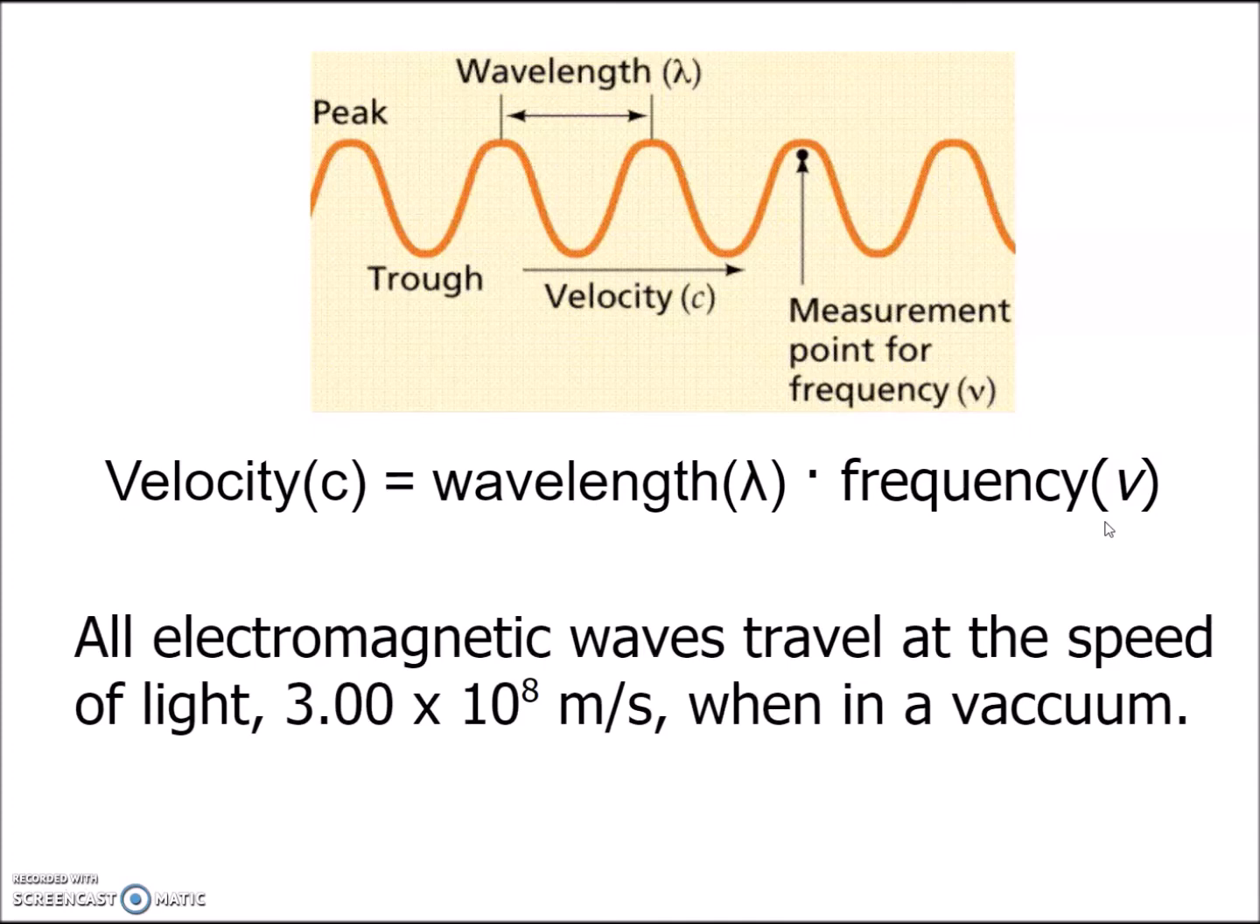Here's another really interesting fact. All waves that we're going to study in this unit are electromagnetic waves, and they travel at a constant speed, 3 times 10 to the positive 8th meters per second, which, by the way, is insanely fast. It is the fastest thing that exists in the universe, a photon of light. But everything travels at that velocity.